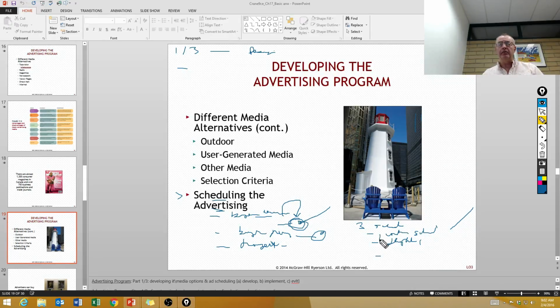And then we have a combination of these known as a pulsing schedule. So it means that we do advertise year-round, but we might also have some seasonal peaks there. So a good example of a product that follows a pulsing schedule is body deodorant, because people do use deodorant year round. However, sales pick up in the summertime because it's hot and we sweat.